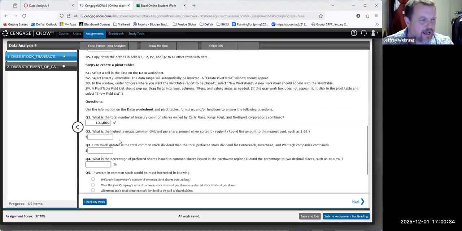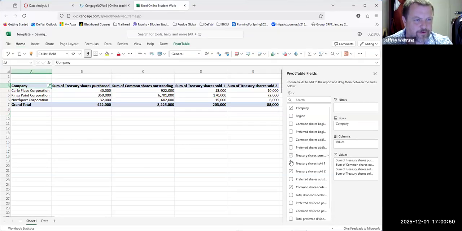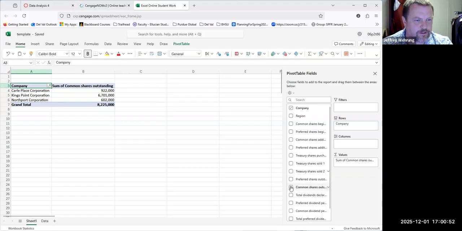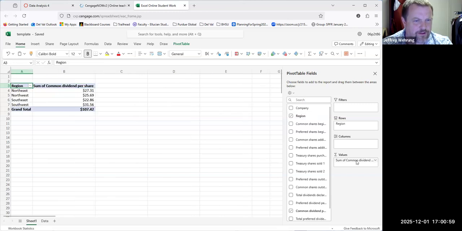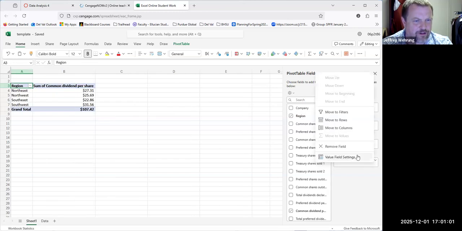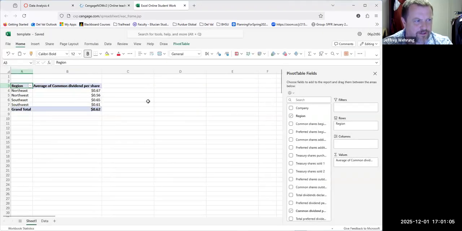Okay. Next one was the highest average common dividend per share amount when sorted by region. Okay, so we're going to sort by region. We want the highest average common dividend per share. Okay, let's change this out. So we want the common dividend, and we want to sort it by region, and we don't want the sum. We want the average. So value field settings is the average.